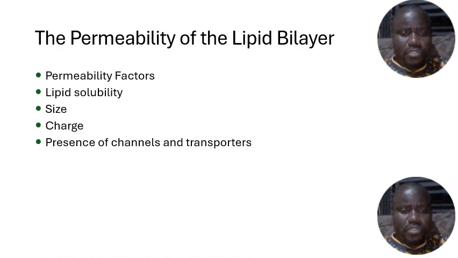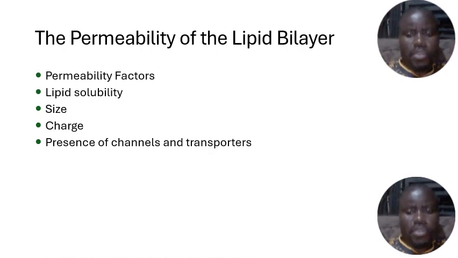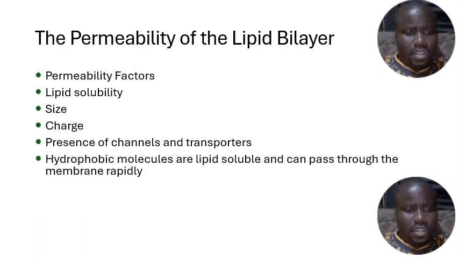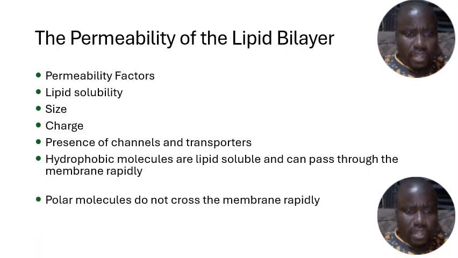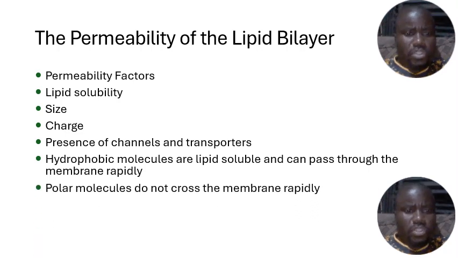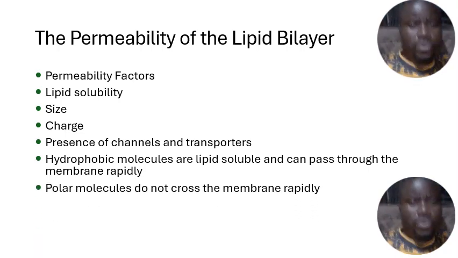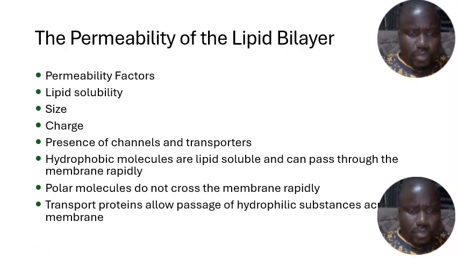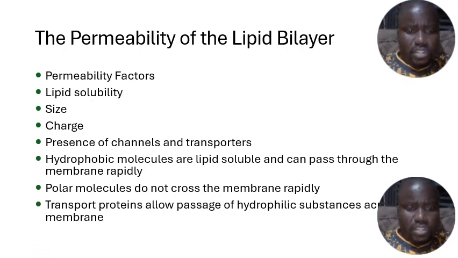Presence of channels in the cell membrane for particular substances and transporters will determine whether there will be high permeability for that substance or not. So, in other words, we have said hydrophobic molecules which are lipid soluble can pass through rapidly, while polar molecules which are hydrophilic will not easily pass through the cell membrane. But they will need transporter proteins or channels for them to be able to cross.